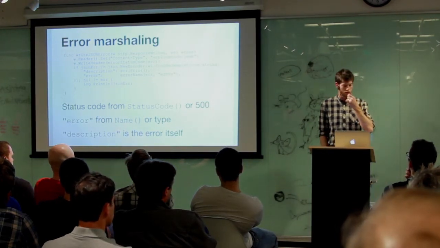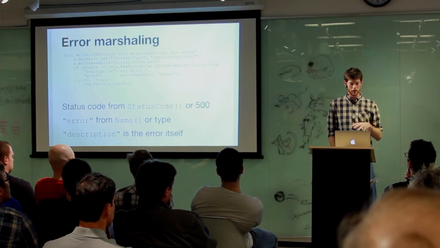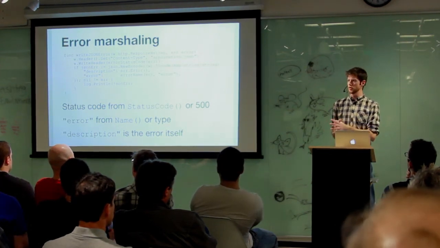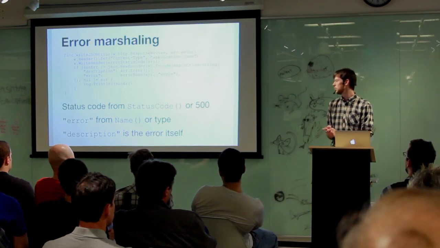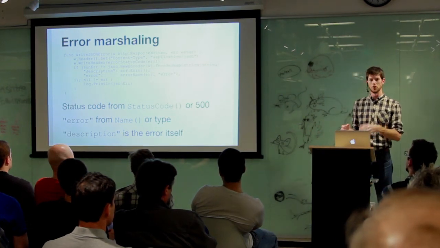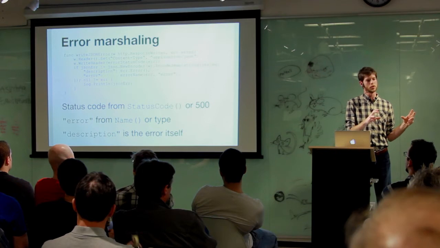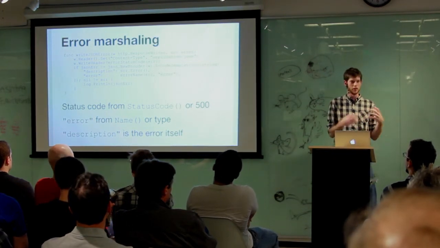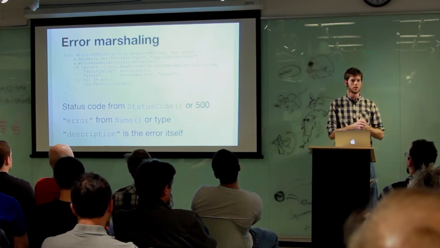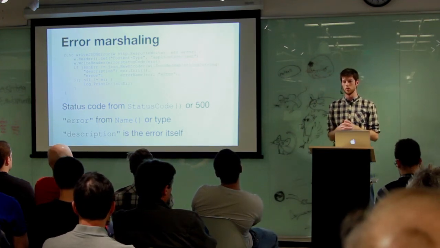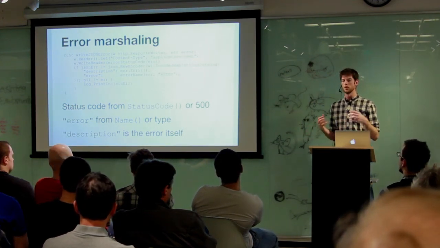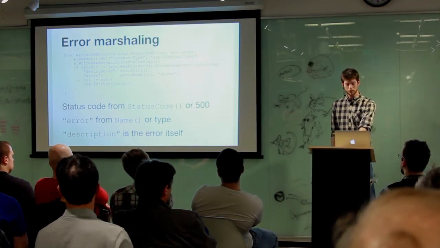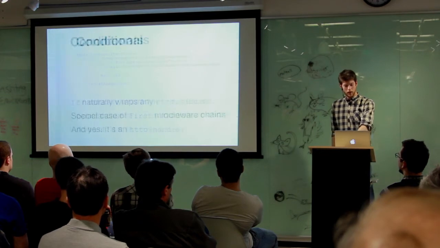And the write JSON error and its supporting functions are allowing errors to implement extra interfaces. So if you implement the status code method, you can override what the HTTP response is going to be. If you override the name method, then you're going to have a different name for your error so that you can pick and choose whether you want to expose the names of your types or if you want a more generic, GTFO kind of error. It's all up to you.